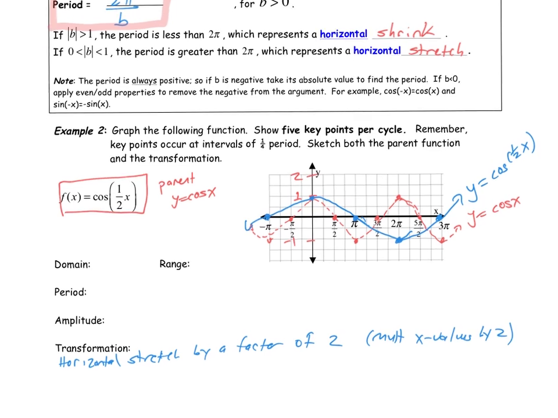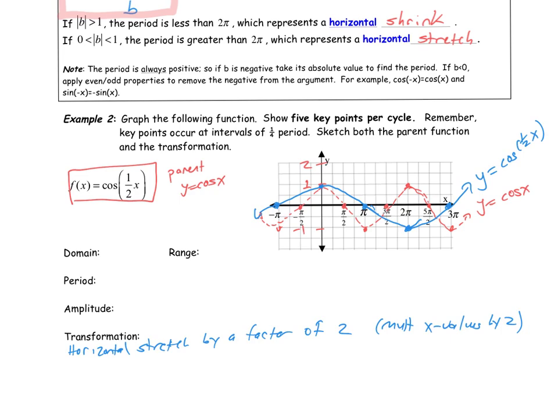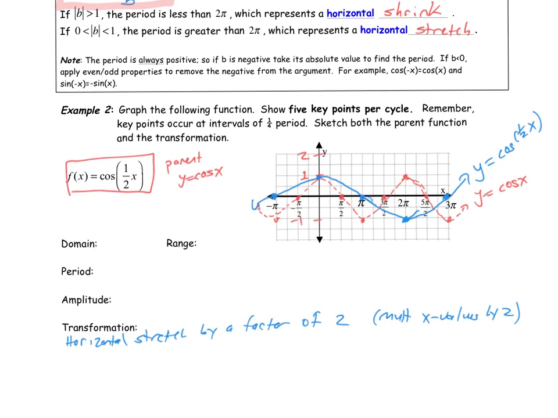So the domain of y equals cosine 1/2 x is negative infinity to infinity. It's all real numbers. The range is going from, if we look at these values, negative 1 to positive 1. We didn't change the range at all. So it's still negative 1 to 1, same as the parent function.